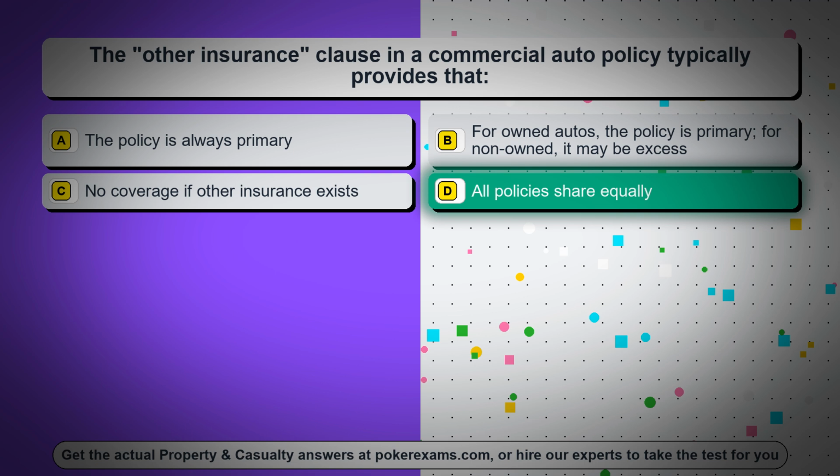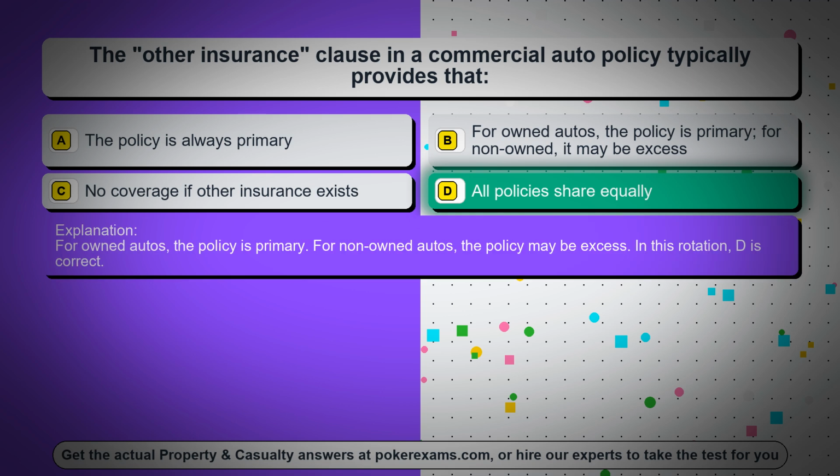The correct answer is option D, all policies share equally. For owned autos, the policy is primary. For non-owned autos, the policy may be excess. In this rotation, D is correct.